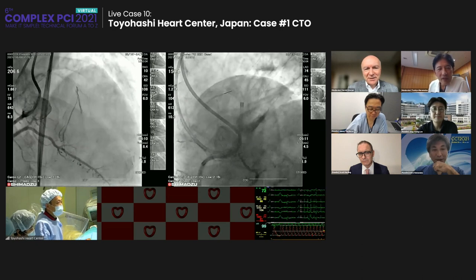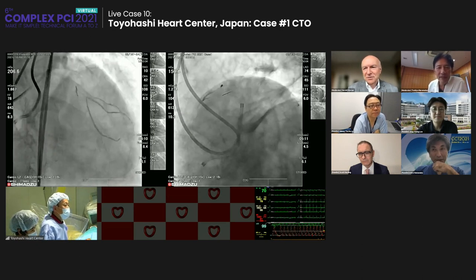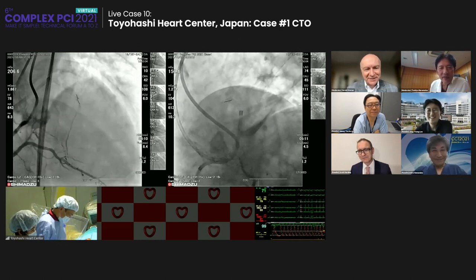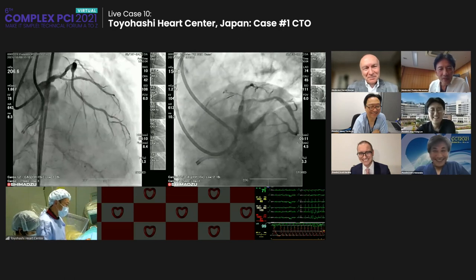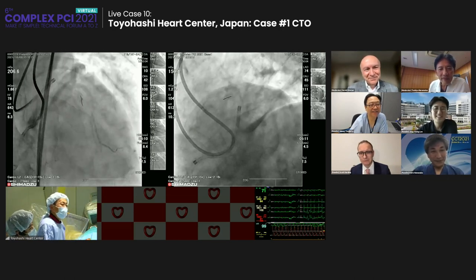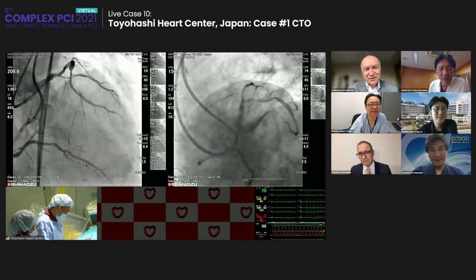Actually, I must say that yesterday in a bypass graft, I used the filter wire for the first time in probably 10 years, and I hardly knew how to operate it. Yeah, that's a completely different situation in Japan. That is the only time when we still use the filter wire.